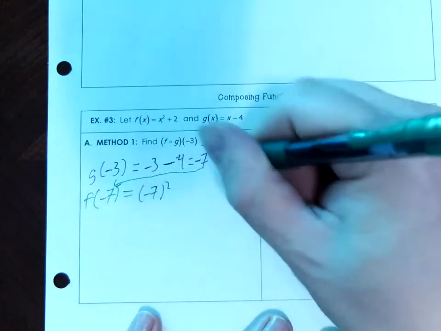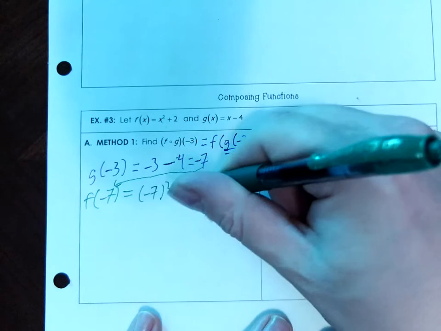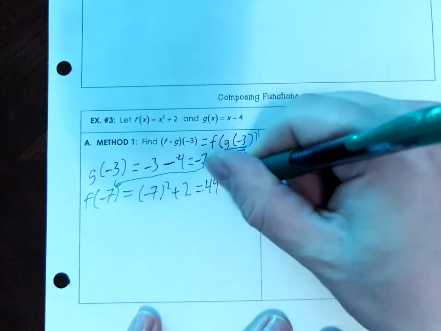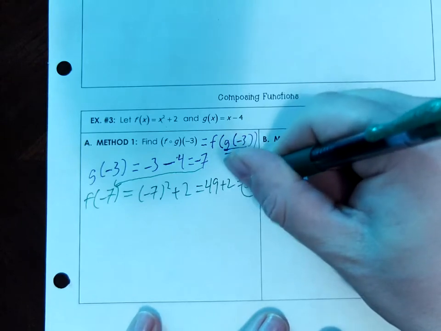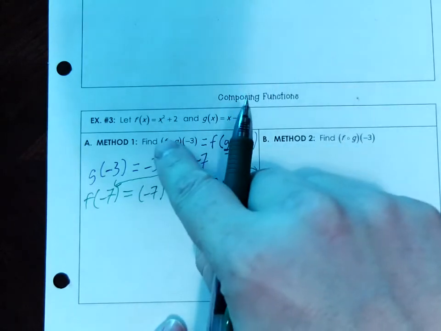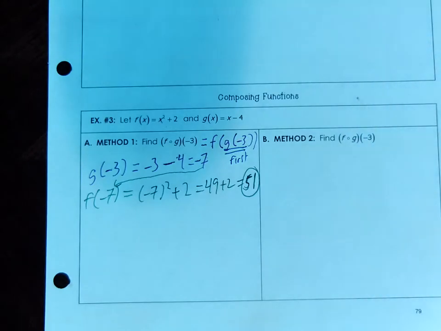Negative 7 squared plus 2. 49 plus 2 is 51. 51 is my answer. That is f of g of negative 3. 51.